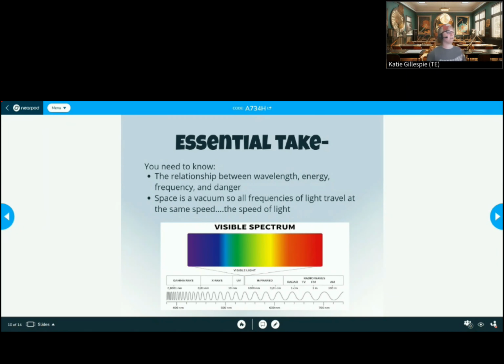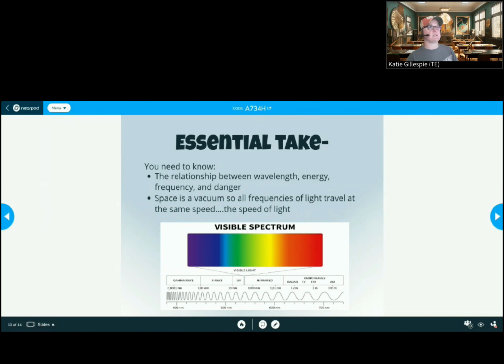Space is a vacuum. Why is this important to what we're talking about with space? Because space is a vacuum, light can travel. Light travels at the same speed, the speed of light, which is incredibly faster than the speed of sound.